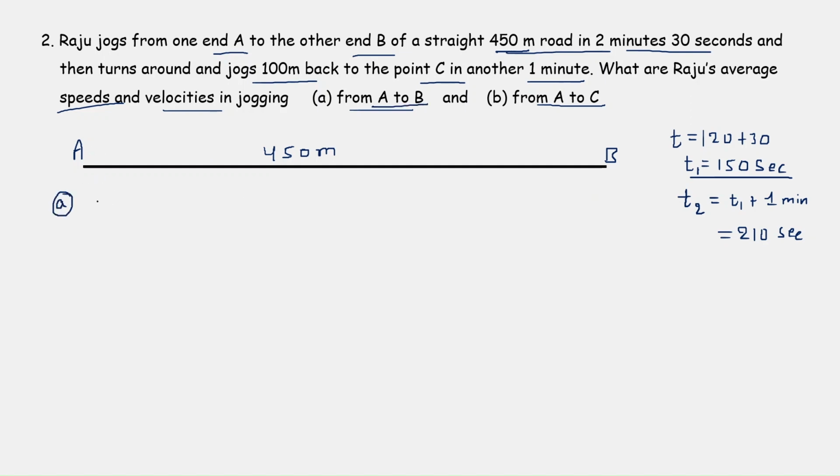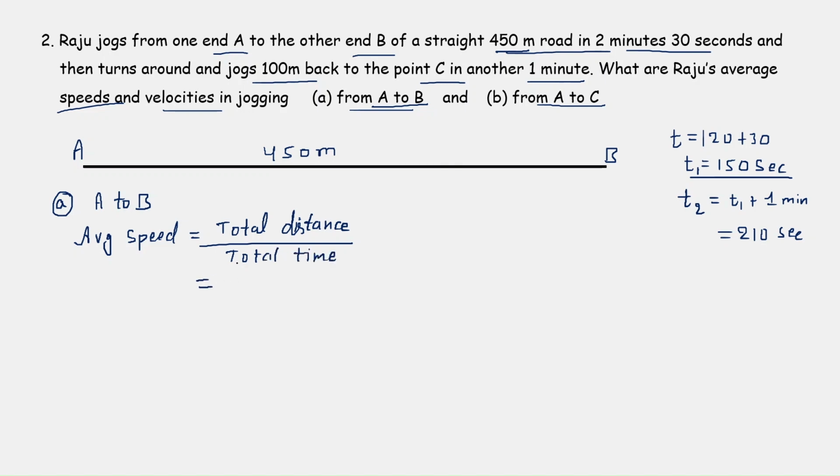In the first case, from A to B, what is the average speed and average velocity? Average speed is equal to total distance by total time taken. We know the formula, right? So here, total distance from A to B will be 450 meters, divided by total time, 150 seconds. They have mentioned 2 minutes 30 seconds, so that is 150 seconds. So it will be 3 meter per second. This is the average speed from A to B.